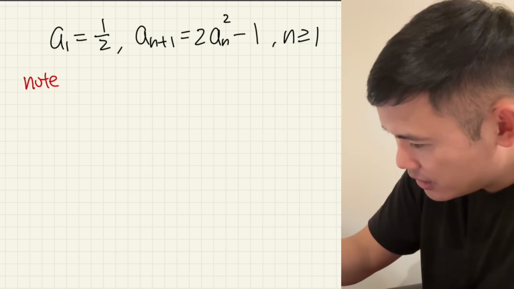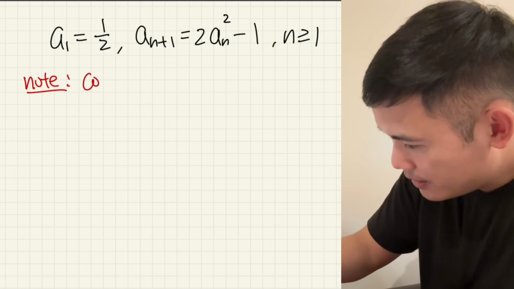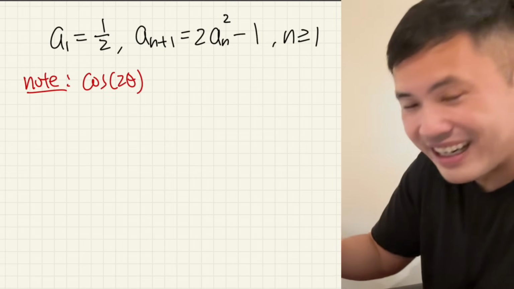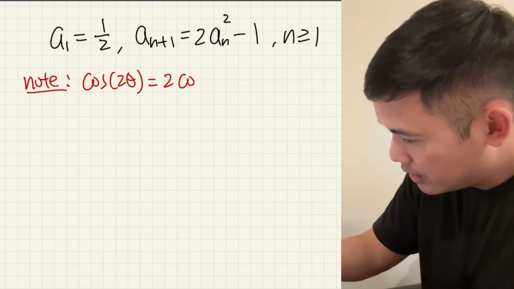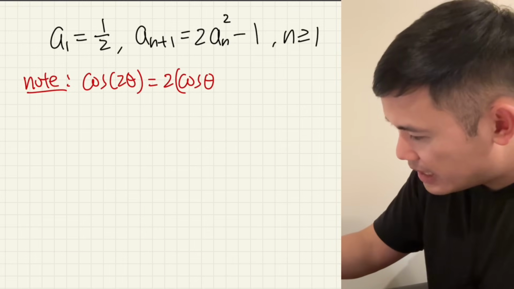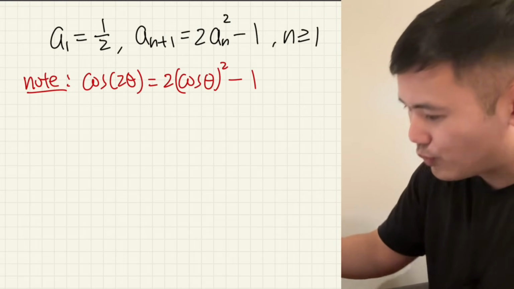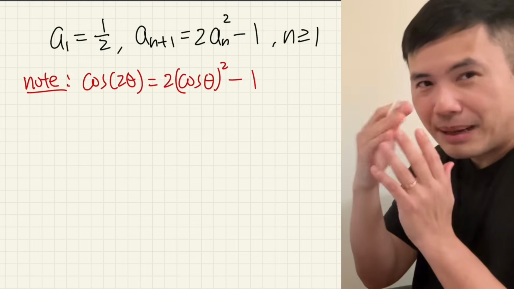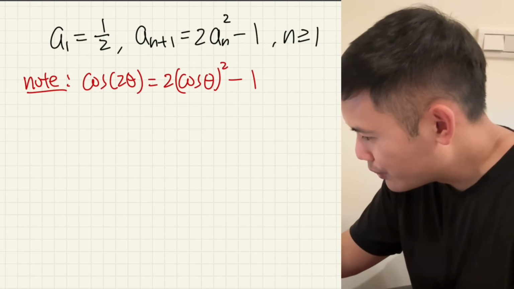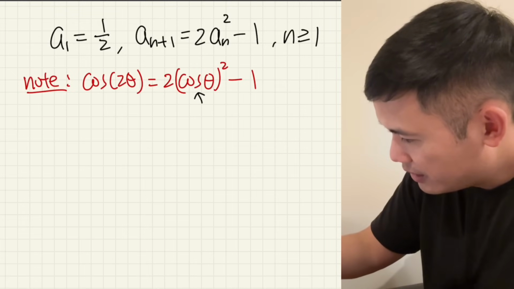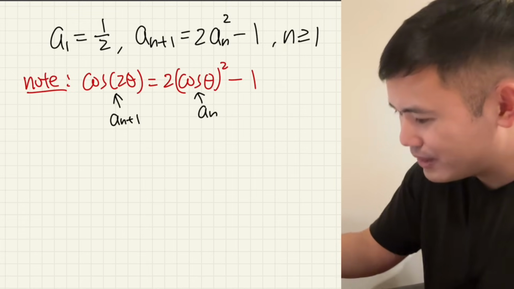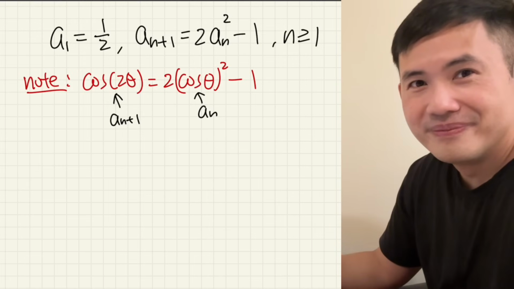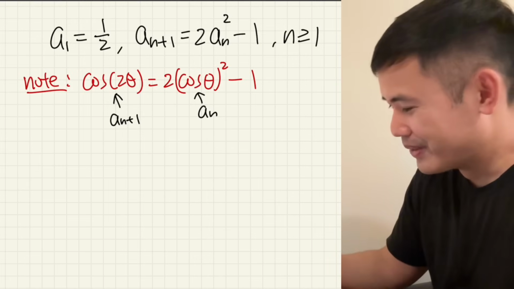So note, if we are looking at cosine of 2 theta, this right here is just equal to 2 times cosine theta and then square that, minus 1. I put the square up there on purpose because now I want to show you. This right here is what we have for a_n, and this right here is what we have for a_(n+1). And this is really cool.